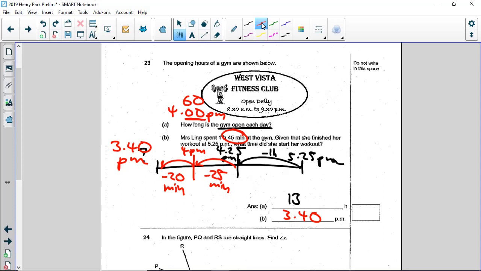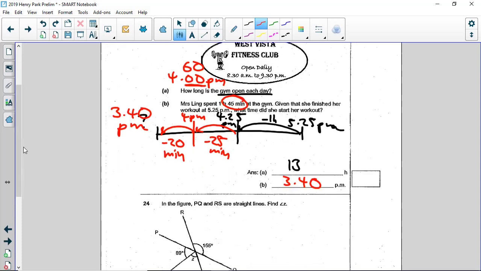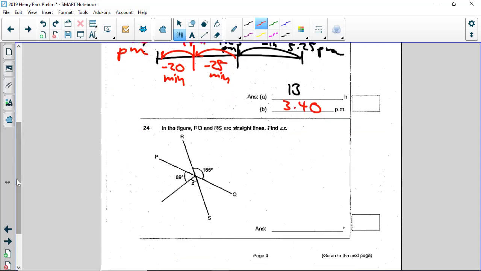Okay, question 24, right? Now, you have straight lines. When you see straight lines, what do you do? Immediately, you have X already, okay? And opposite angles are the same. So 155 minus 69, you will get the angle here. So quite easy. 155 minus 69, you get 86 degrees. So your angle Z is 86.